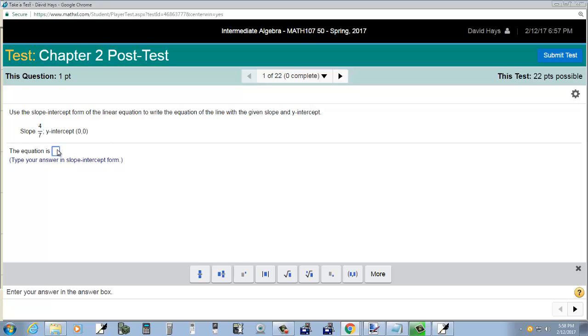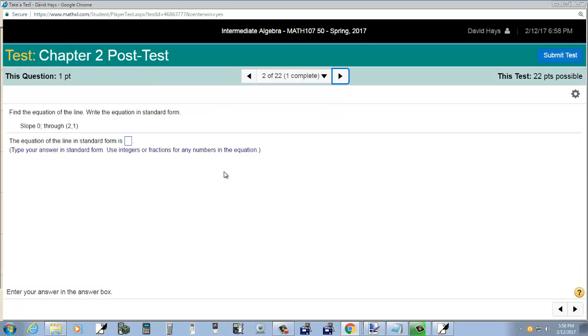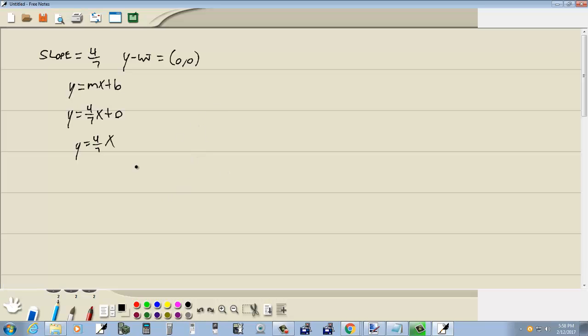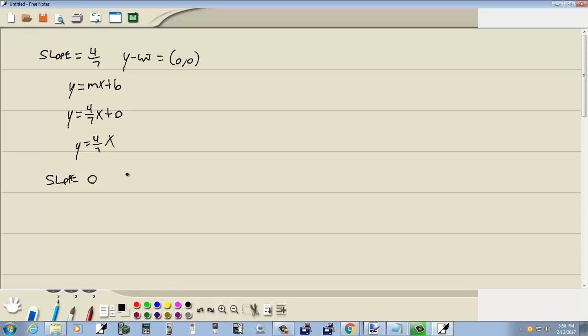Type your answer in slope-intercept form. Y is equal to 4/7 x. Go to the next problem. Find the equation of the line. Write the equation in standard form. Slope 0. Passes through the point (2, 1).